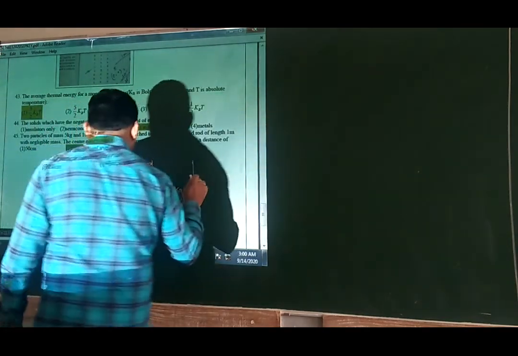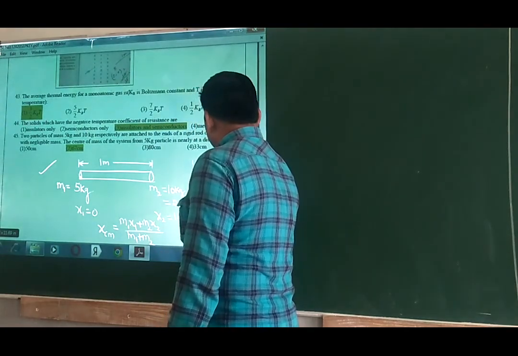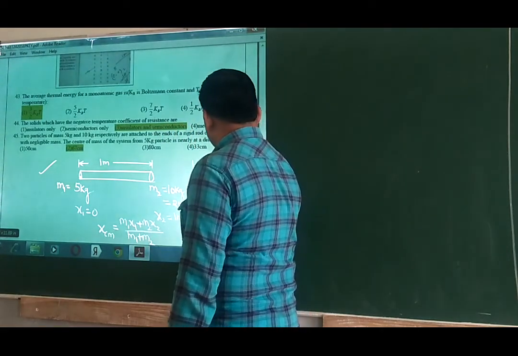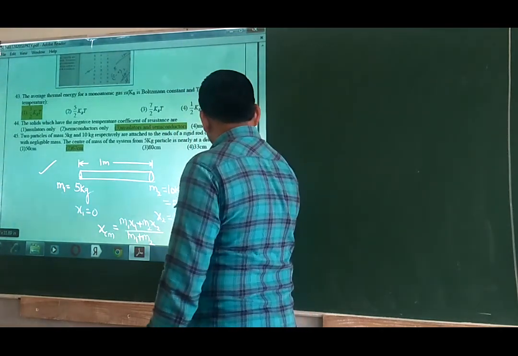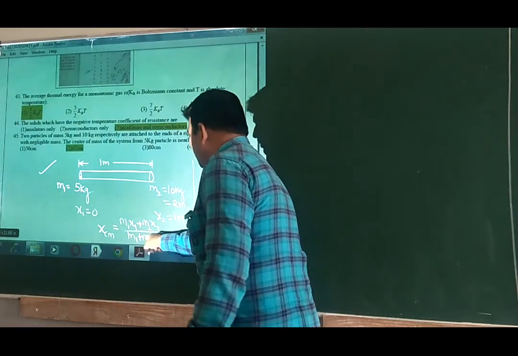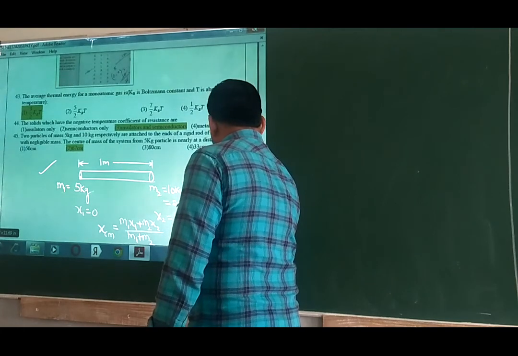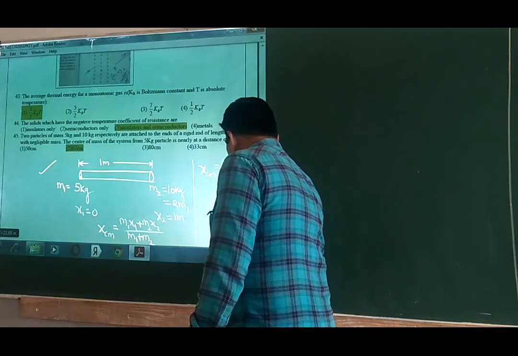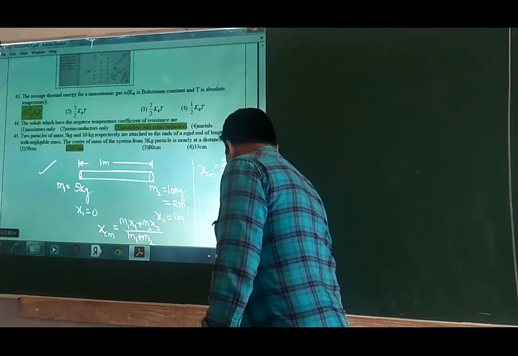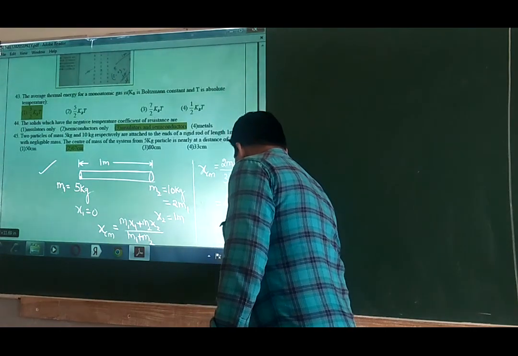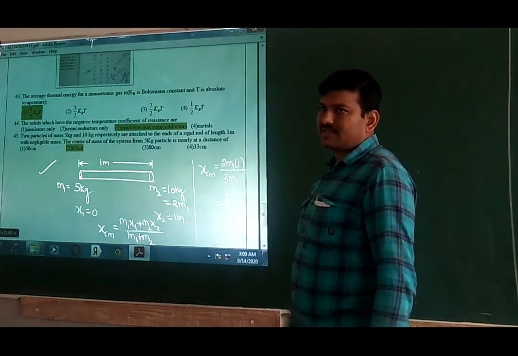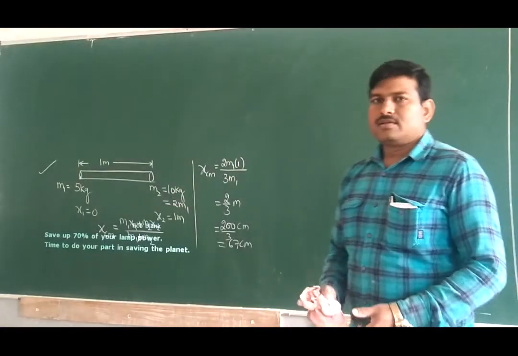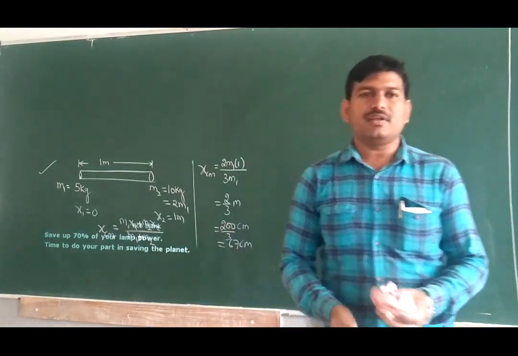Now according to that, XCM is equal to M1 into 0, since x1 is 0, so this term becomes 0. M2 is 2M1, x2 is 1, divided by M1 plus 2M1, that is 3M1. M1 will cancel, so 2 by 3 meters. In centimeters, 1 meter is 100 centimeters, so 200 by 3, which is approximately 67 centimeters from the 5 kilogram mass. Is that clear? This is the answer. So 67 centimeter will be the right answer. Okay, so this is about yesterday's NEET examination question paper.